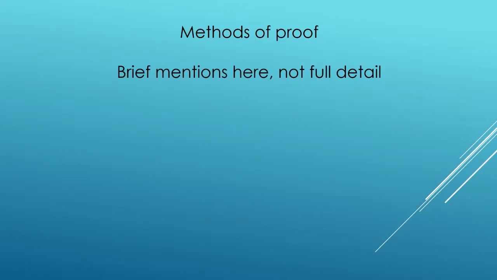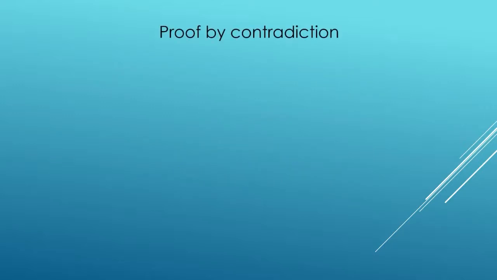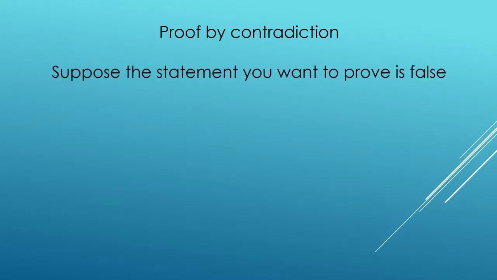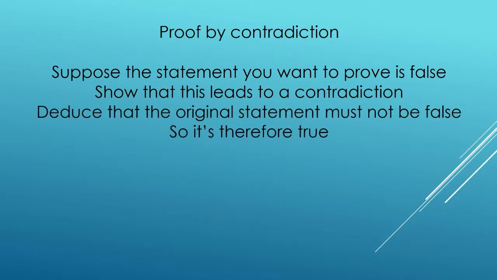Note that this is brief, there's not much detail, and there's definitely more ways to prove things than what I'm showing here. First, we'll start with the simplest, direct proof. This is just what we did before. Simple implications that take you from the supposition to the desired result. Next is proof by contradiction. First, you suppose that the statement you want to prove is false. Then you show that it leads to some kind of nonsense, so you can deduce that the original statement must not be false and is therefore true.